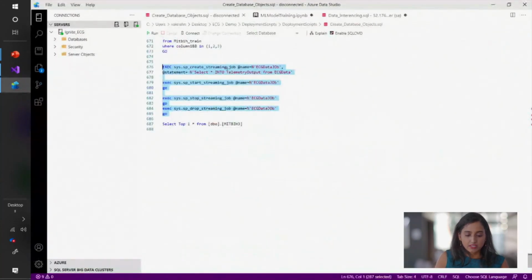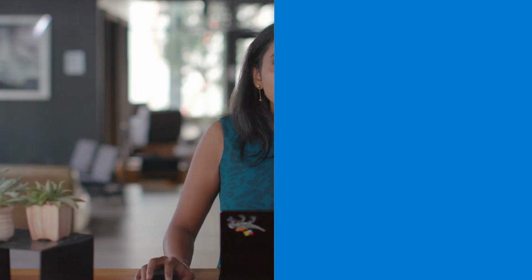So this query construct over here in terms of creating stream jobs, starting and stopping the stream job, this is what plays a key role in sending all of that data into Azure SQL Edge. When it comes to chronic disease management in remote healthcare monitoring systems, data streaming is very, very crucial to make the right decisions at the right time.